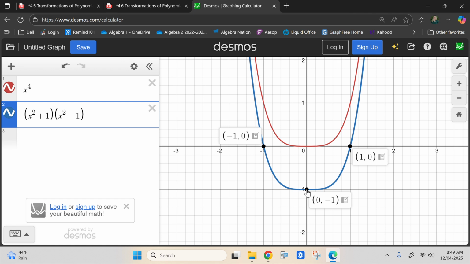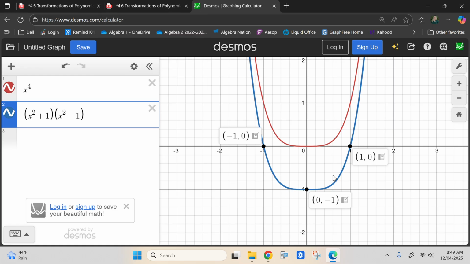Let's make our math make sense. With these factors, if I multiply them together, wouldn't the very last number be -1? If I do 1 times -1? Yeah. So wouldn't I have a y-intercept of -1? That's where that's coming from. So what's happening here is my factors are transforming my quartic function.